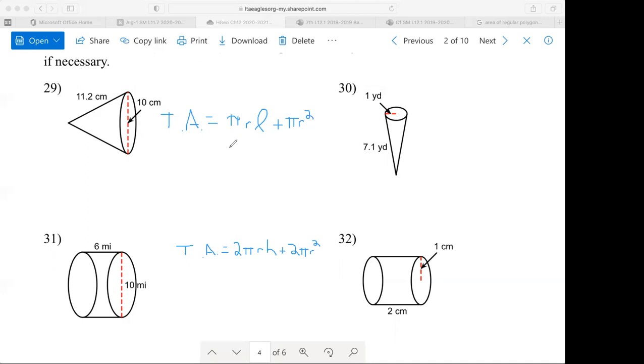For total area, that would be pi RL, so pi times the radius, which is 1. Oh, life is nice, it gave us a 1. Times the slant height, which is 7.1. You don't even need to multiply by 1, plus pi times the radius, 1 squared is 1. So that would be 7.1 pi plus another pi, which is 8.1 pi. It doesn't say leave it in terms of pi, so you actually need to do that calculation. So what's 8.1 times pi?